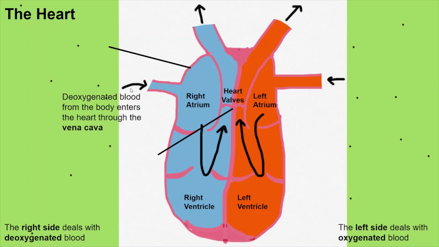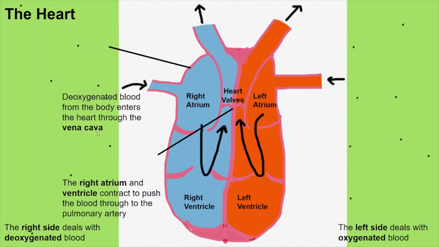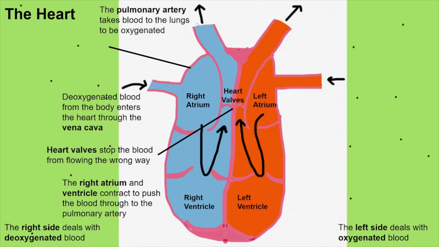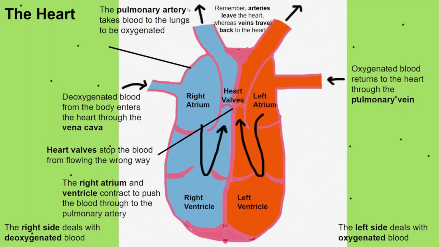So the first step is the deoxygenated blood from the body enters through the vena cava, and then it goes through the right atrium, which is the top bit, and the right ventricle down here, and they contract and push it through and up here through the heart valve, and this just stops the blood flowing the wrong way. It goes up to the pulmonary artery, and this takes blood to the lungs so it can be oxygenated, and the blood comes back through the pulmonary vein. And you can remember this because arteries leave the heart, so this is the pulmonary artery, whereas the veins travel back, so this is the pulmonary vein.